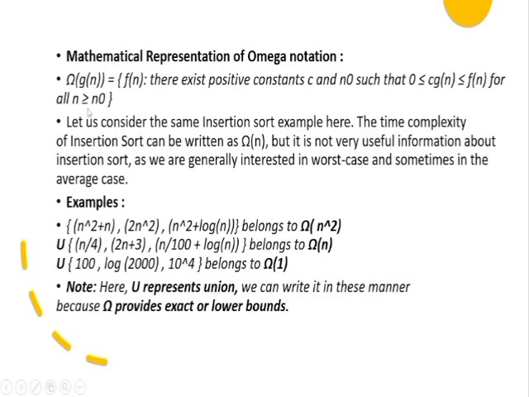Let us consider the same insertion sort example here. The time complexity of insertion sort can be written as omega, but it is not very useful information about insertion sort, as we are generally interested in the worst case and sometimes in the average case. Here some examples are shown. Please note, here U represents union. We can write it in this manner because omega provides exact or lower bounds.